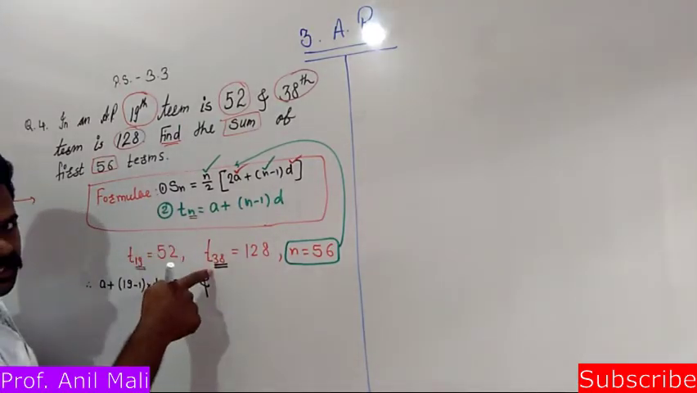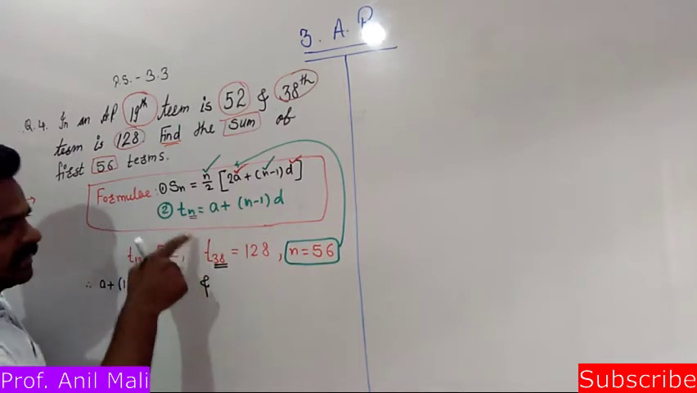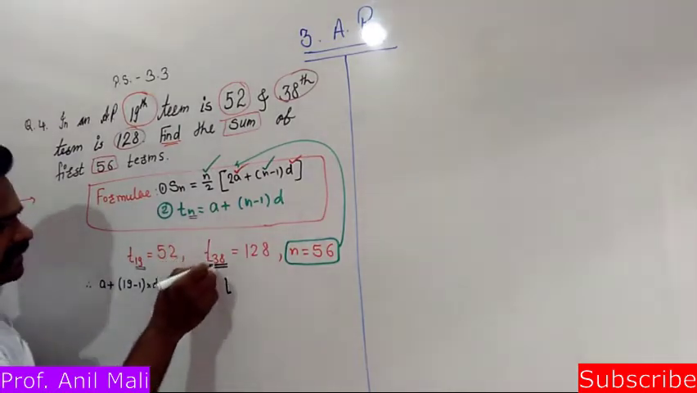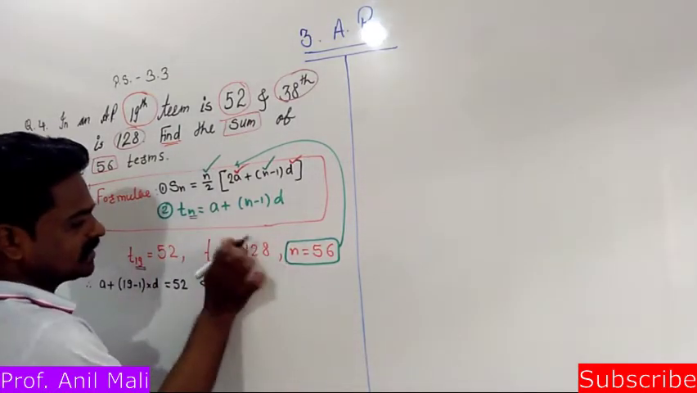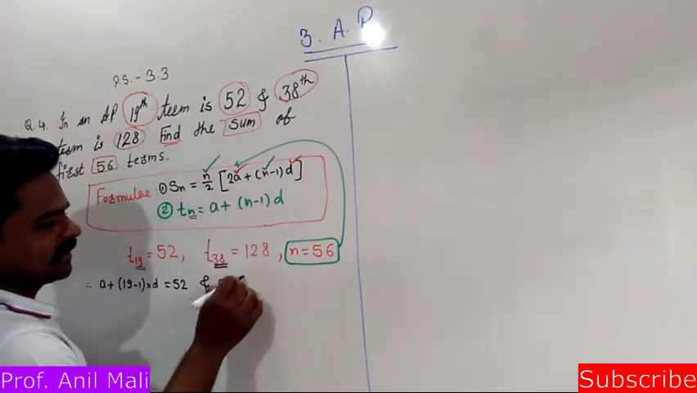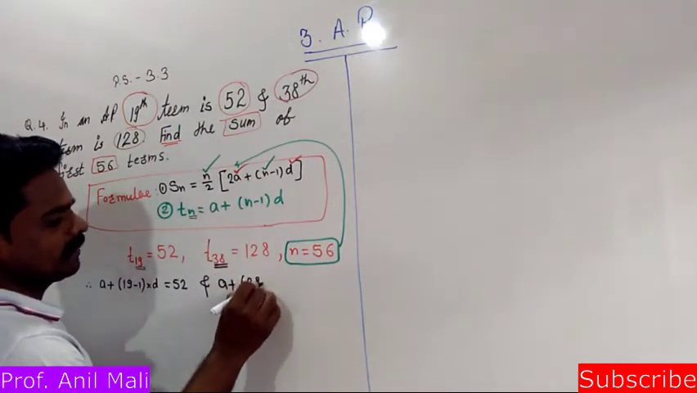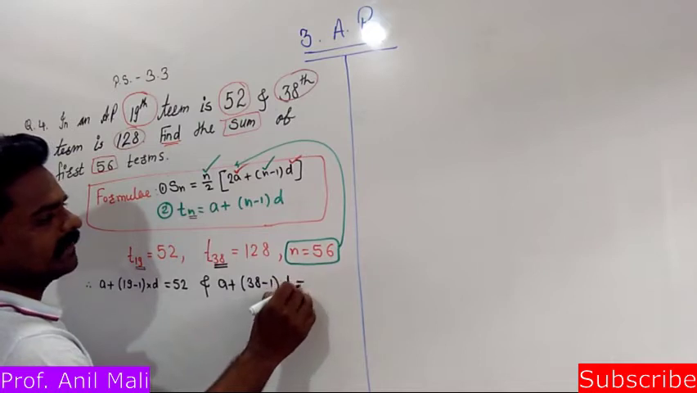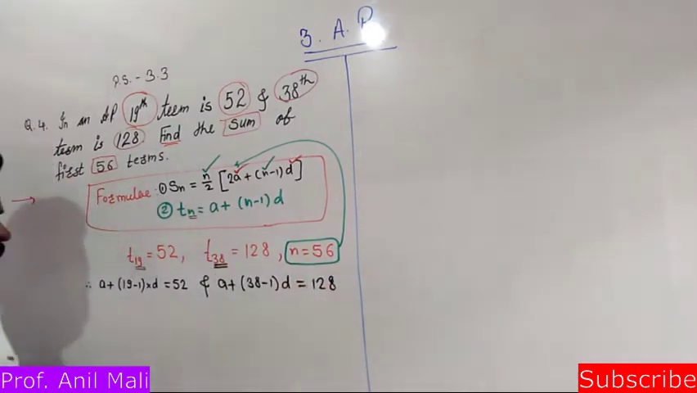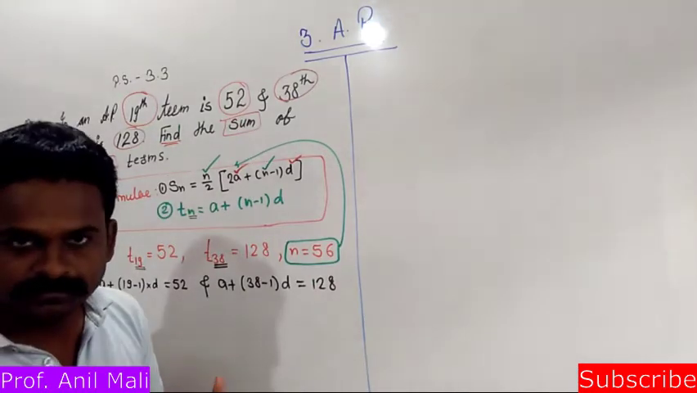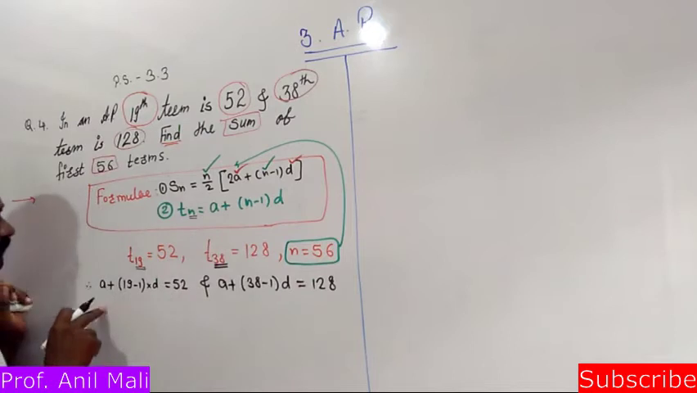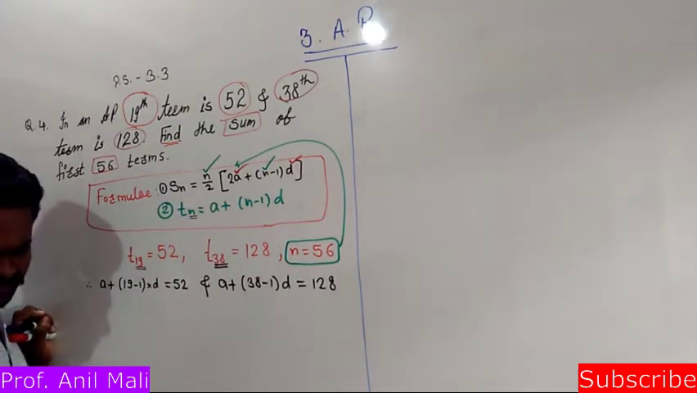No problem. And in a similar way, for T38, n is equal to 38 here. So putting T38, on the RHS you will get A as it is plus 38 minus 1 into D is equal to 128. Okay, no problem. What I have done here is nothing different. Simple terms are there.